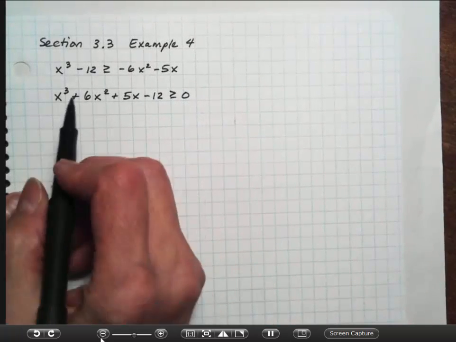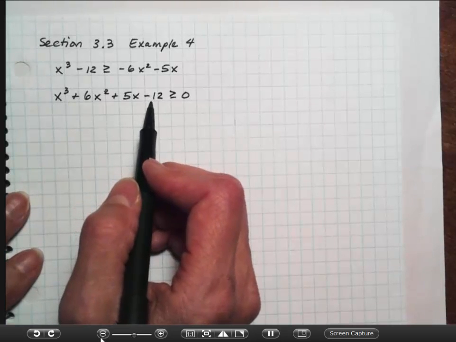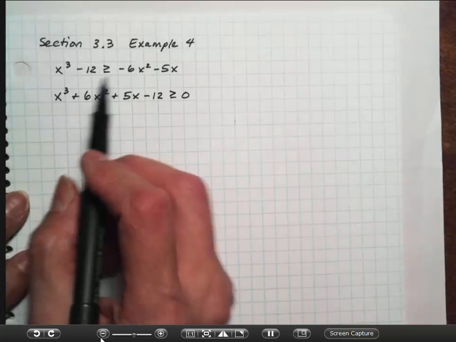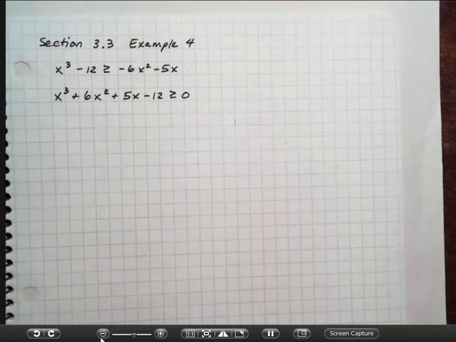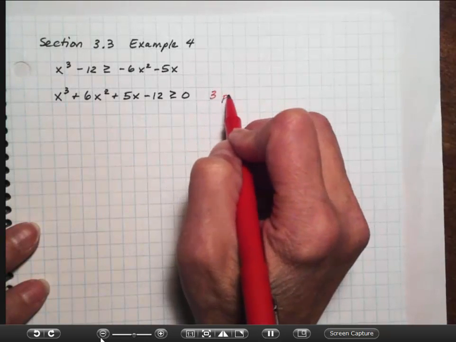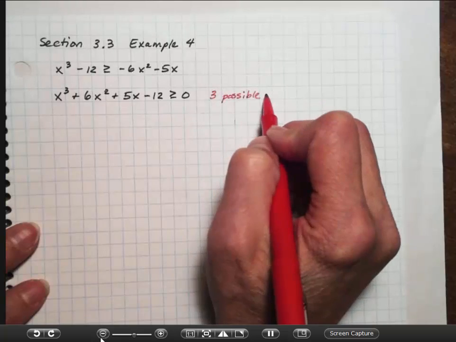Now I'm going to solve this using the different properties that we used for finding real zeros of a polynomial function. The first thing I want to note is the fact that we have a polynomial of degree 3, so that means that we have 3 possible real zeros.